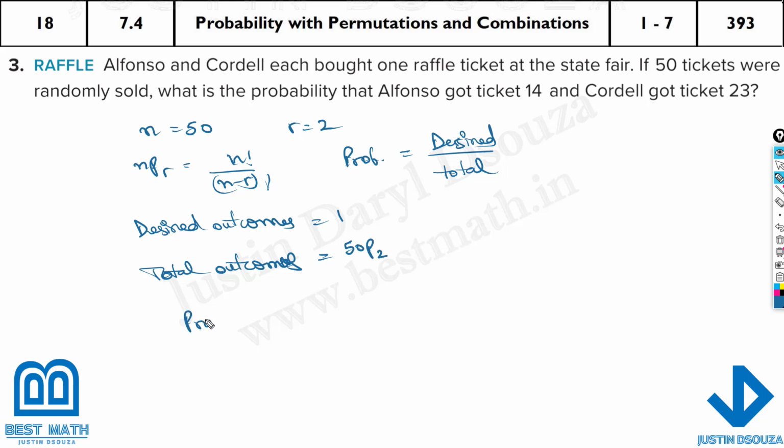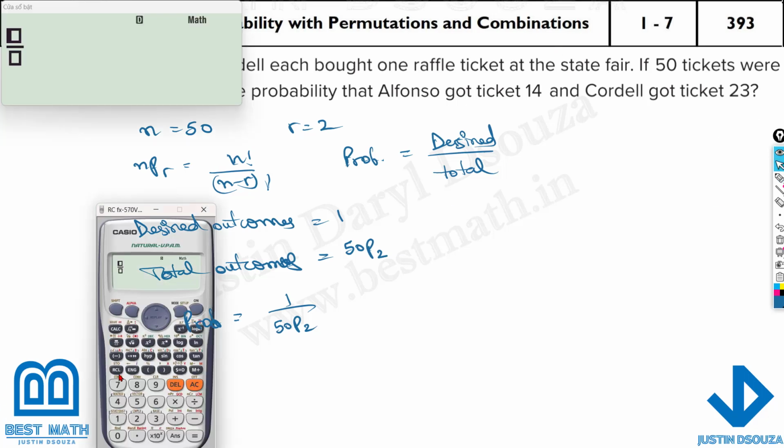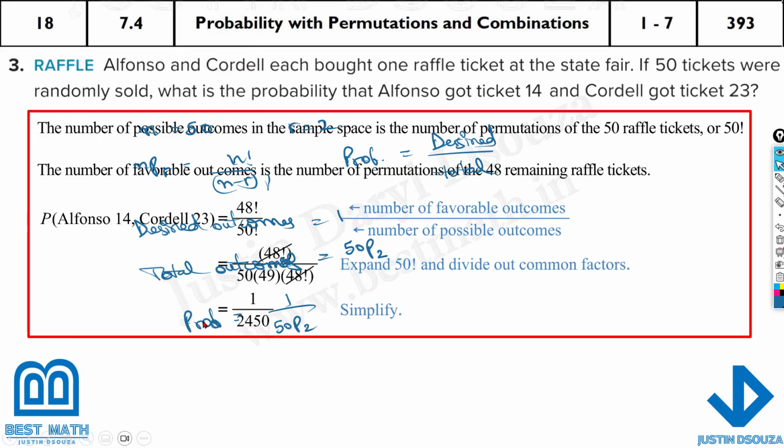So the probability will be 1 divided by 50P2. We'll just put this in the calculator. Here we have to write 1 divided by 50, P is shift and multiplication symbol, 2. It should be 1 by 2450. Let's check the answer. Yes, that's the correct answer itself.